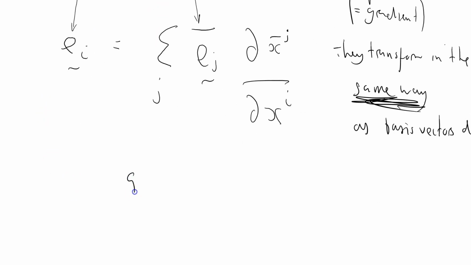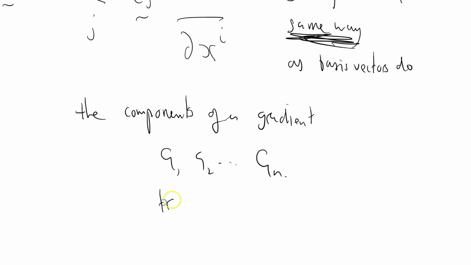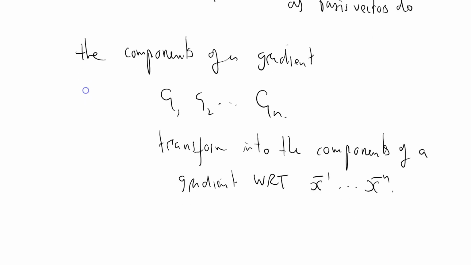I'm just going to say it again. The gradient vector, the components of a gradient, that's G1, G2 up to Gn, transform into the components of a gradient with respect to a barred coordinate system. They transform into the components of a gradient in the same way as the coordinate bases do.